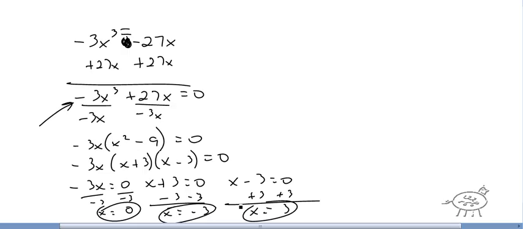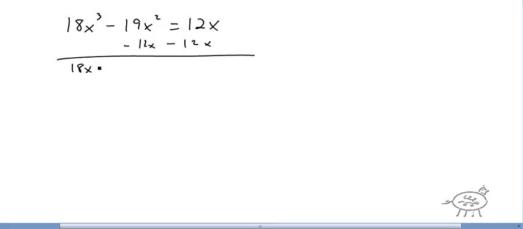Okay? Not too shabby. Let's do a couple more here. Let's make a couple more challenging ones, because I know you guys like challenging ones. Let's see. How about 18x cubed minus 19x squared equals 12x. Okay, I'm going to subtract 12x from both sides. So you get 18x cubed minus 19x squared minus 12x equals 0. The only thing I can factor out of here is an x. So let's do it.